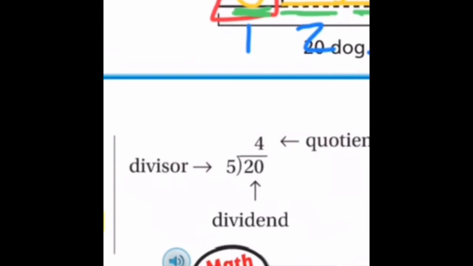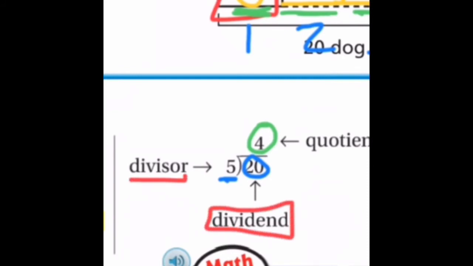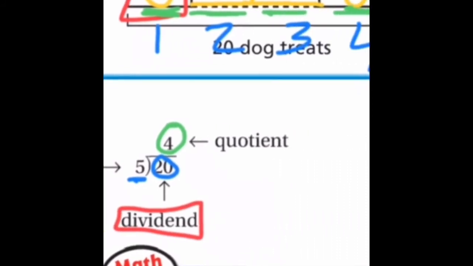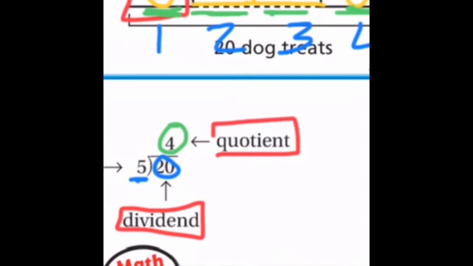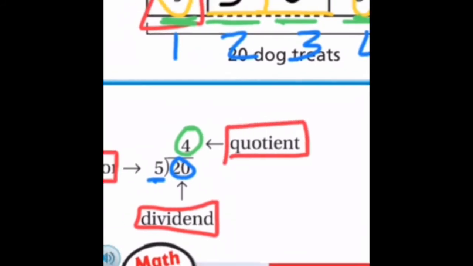You will also see it written this way. We read it the same. The dividend is our big number. We read that first. 20 divided by 5 equals 4. Okay? Again, the dividend divided by the divisor equals the answer to a division problem, which is called the quotient.